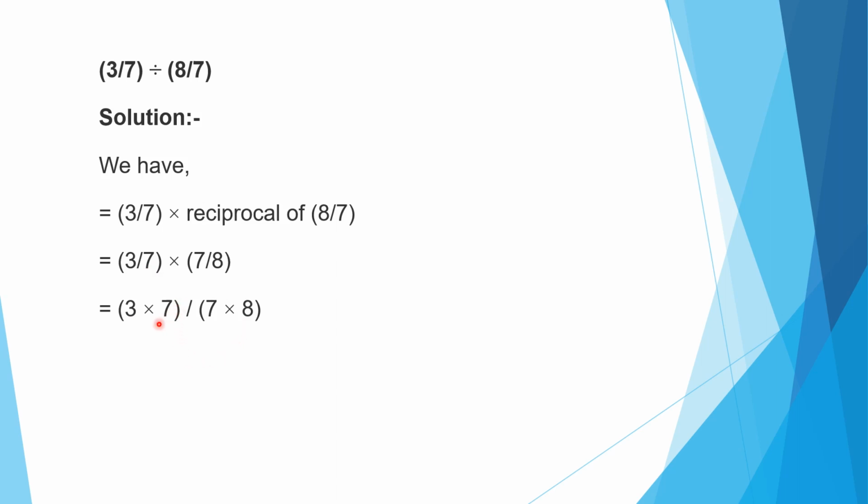Now this is the numerator, this is the denominator. So we can cancel this 7 and this 7. So 3 into 1 and 1 into 8. Why this 1? Because we have cancelled these both 7s. So 3 ones are 3, 8 ones are 8. We cannot simplify this. That's why the answer is 3 by 8. Clear, children? First and foremost, we have to convert the division symbol into a multiplication symbol, and find out the reciprocal of the divisor. Then we have to do normal multiplication. I hope this one is clear for you.